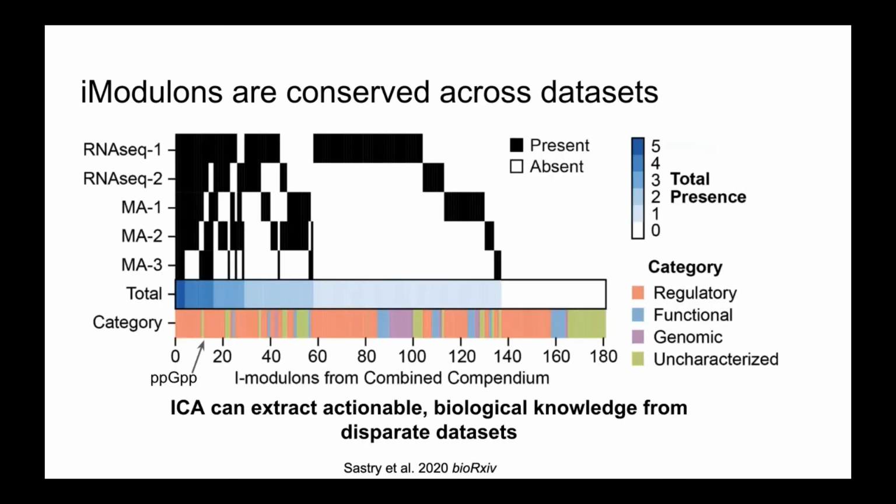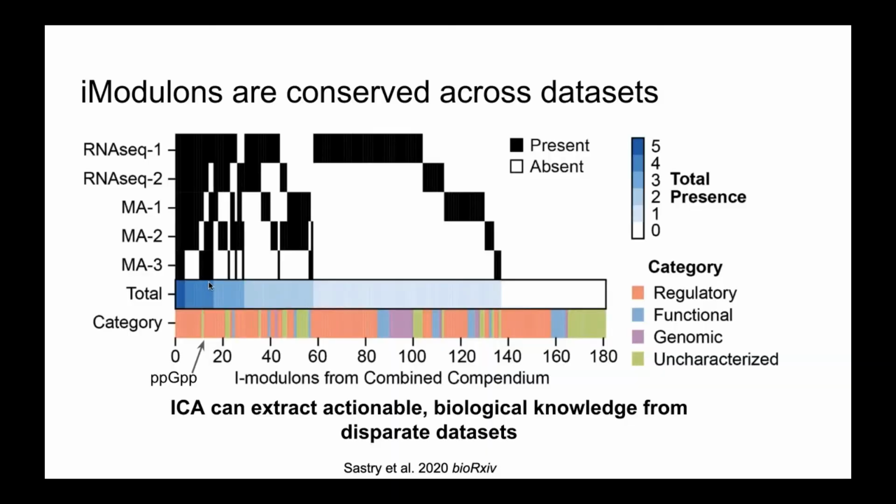So until now, we've been focusing on iModulons from individual data sets, all from the same research group. But we wanted to know, can we use this as an integrative tool? Can we take data sets, for example, here, two RNA-seq data sets from different groups and three microarray data sets that use different platforms? Can we combine all this data together and can we get iModulons from that? And what we found is when we did ICA of each of these data sets by themselves, the iModulons were strikingly similar across all of these.